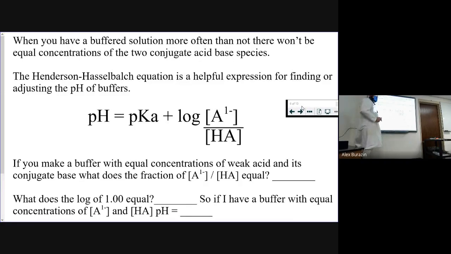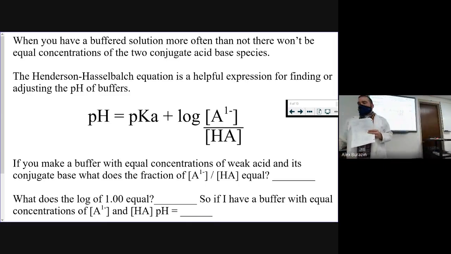Henderson-Hasselbalch is the appropriate name of this equation. This is in your formula packet. Okay, it is in there. Where are we? There we are. First page of equations. Second one up from the bottom. pH equals pKa plus the log of A1 minus over HA.